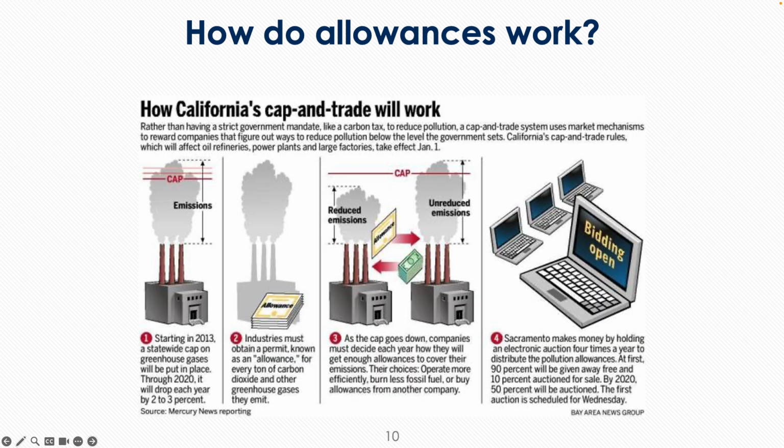And so this is a way for the government to essentially raise funds from basically selling these allowances. Does anyone know how those funds are spent?